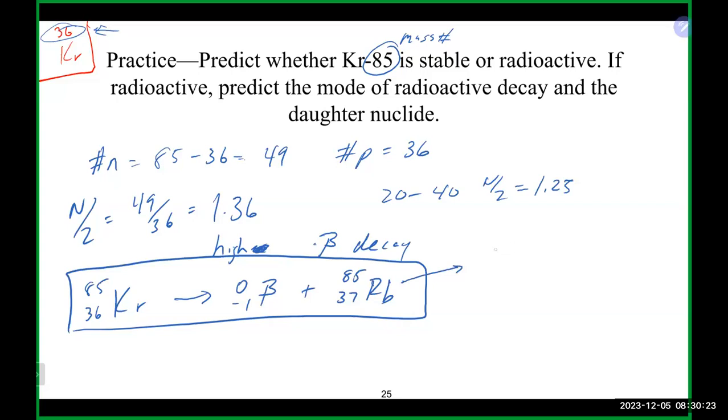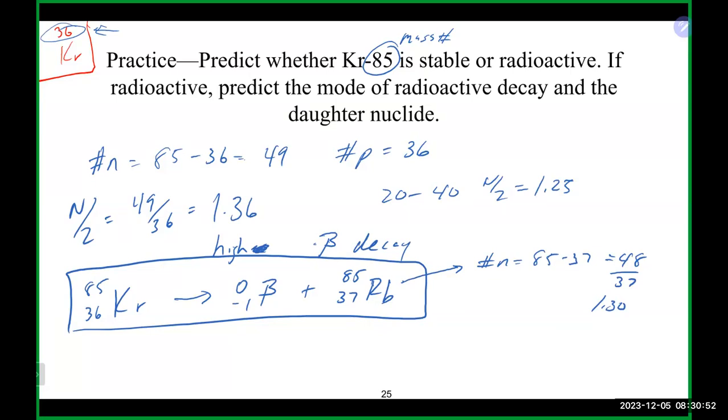We could check just to make sure that we are coming down. If we look at the number of neutrons in our new nucleus, that's 85 minus 37, which gets us 48, divided by 37, which is the number of protons. We're now down to roughly 1.30. So again, we didn't hit perfect like we were talking about earlier, but we are moving in the correct direction. We went from 1.36 and we're moving down towards that 1.25 ratio.